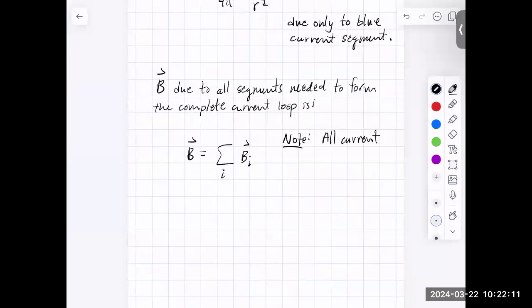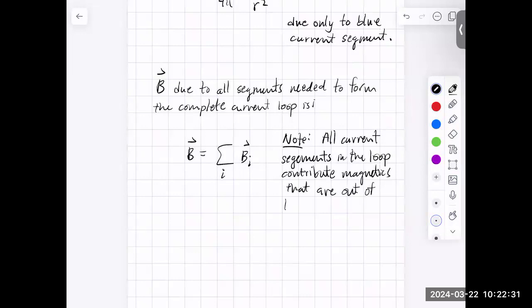All right, so what we were saying is that all current segments in the loop contribute magnetic fields that are out of the screen. Okay, so that means really, since they're all in the same direction, they're just going to add up normally. And so really what we're focused on is finding only the magnitude of the magnetic field.